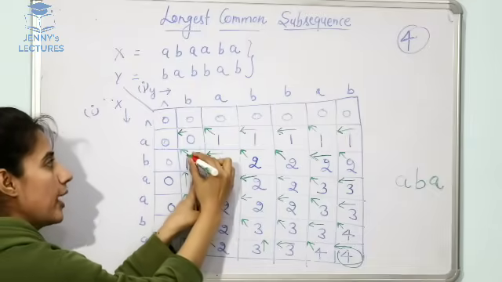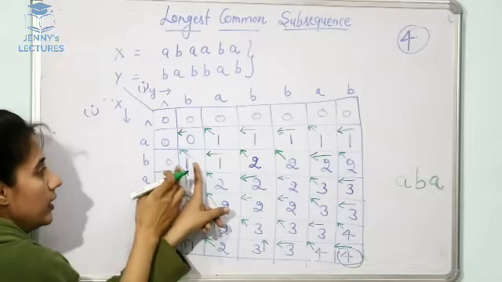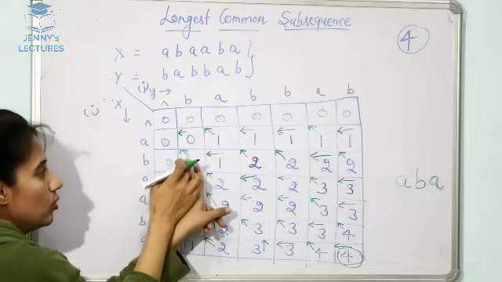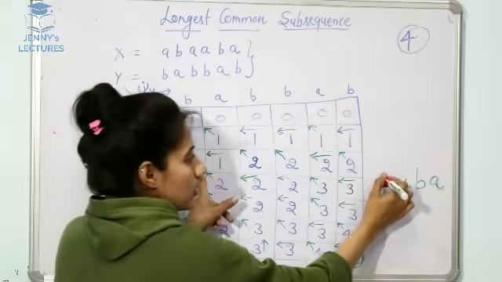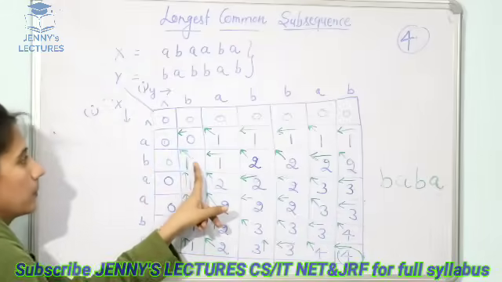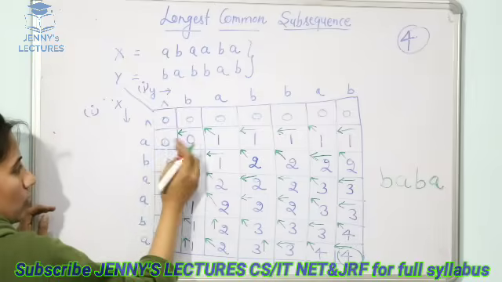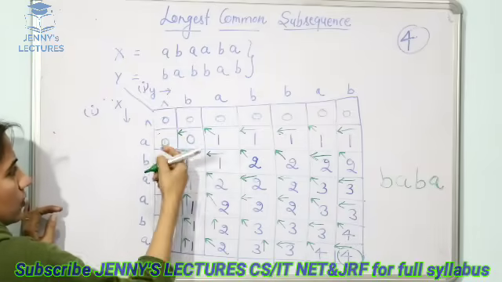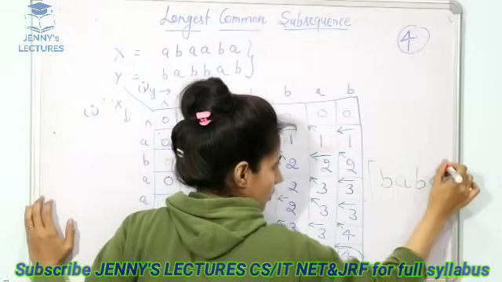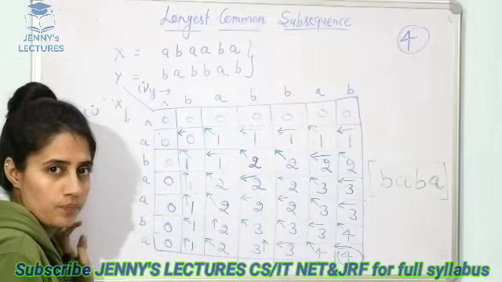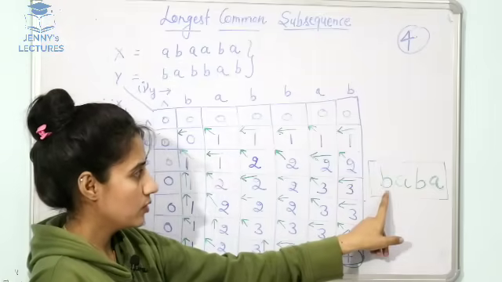Now the arrow goes diagonally upward. Check the character corresponding to this box. What is the character in the X string? B. What is the character in the Y string? That is also B. We will write B here. Now we go here, and we have reached 0, and no arrow is there because we have reached the initial row and column. Then this is our longest common subsequence. The length of this is 1, 2, 3, 4. The length is 4, and the longest common subsequence is BABA.